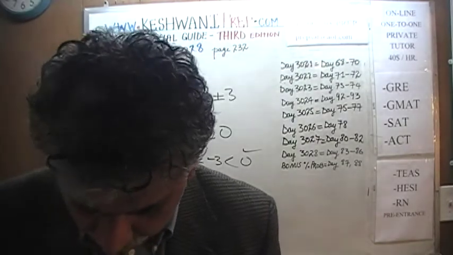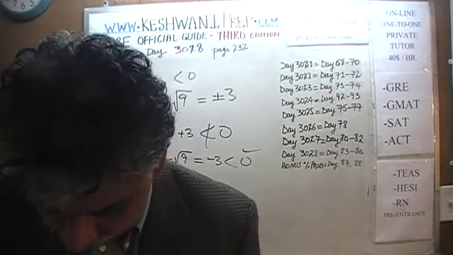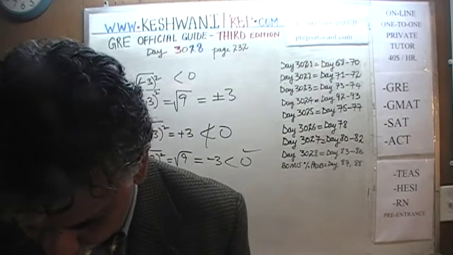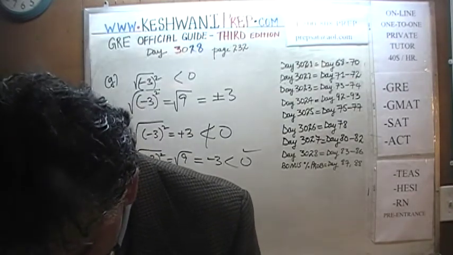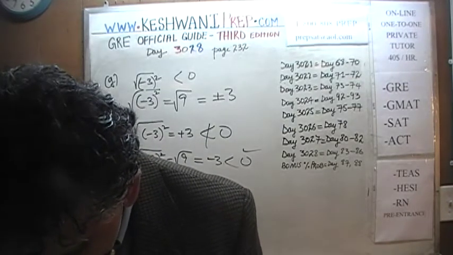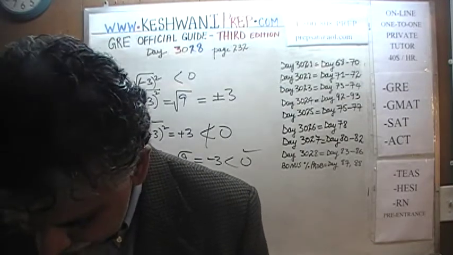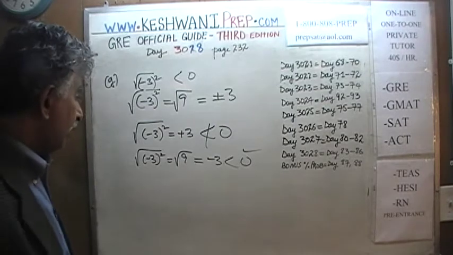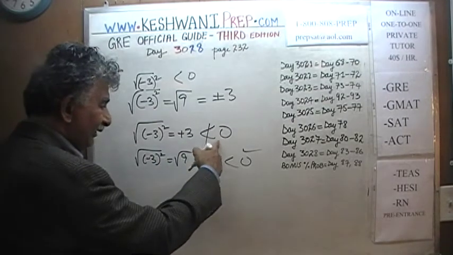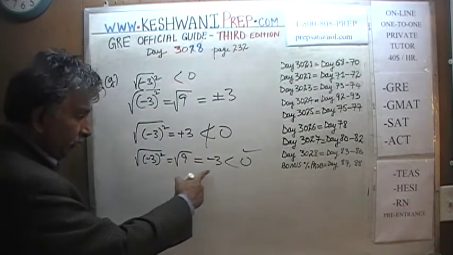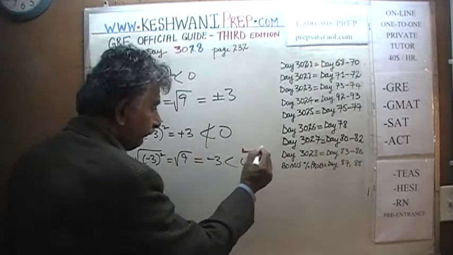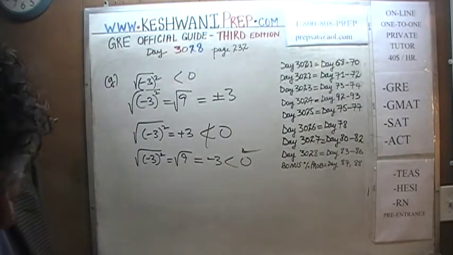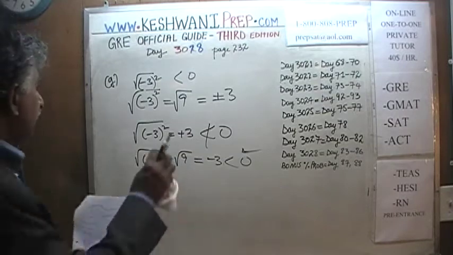Question G it was. I'm just going to quickly look at the opposite page, where the answers are. What does it say for G? It says the square root of 9 is 3, and therefore it is not less than 0. But the square root of 9 can also be negative 3, in which case it will be true. It depends. The book is not very clear on this.